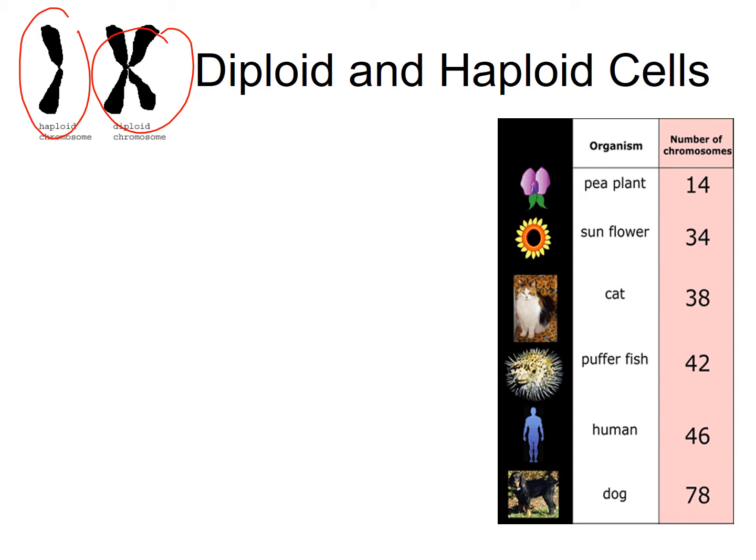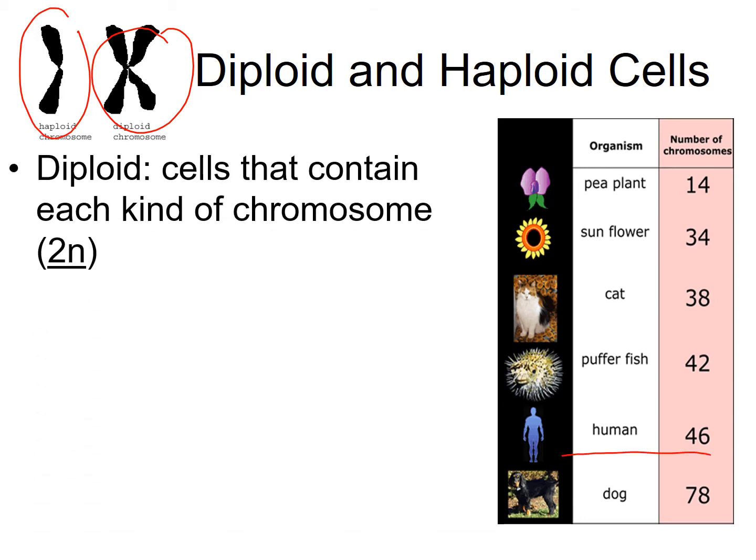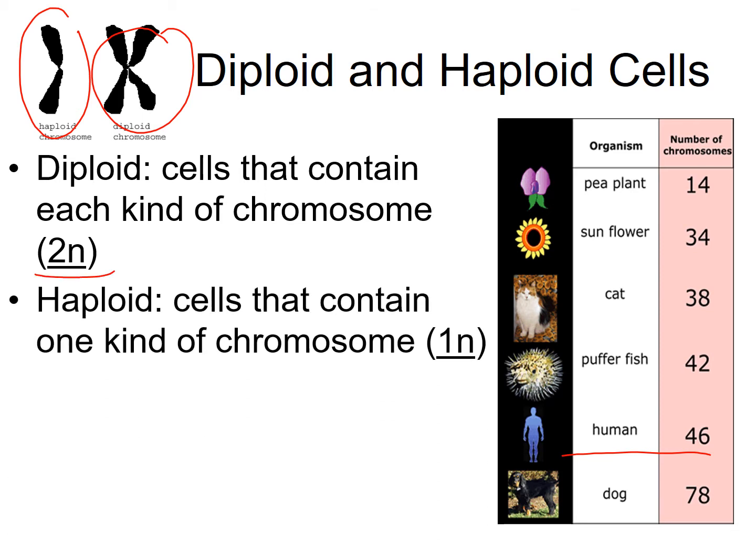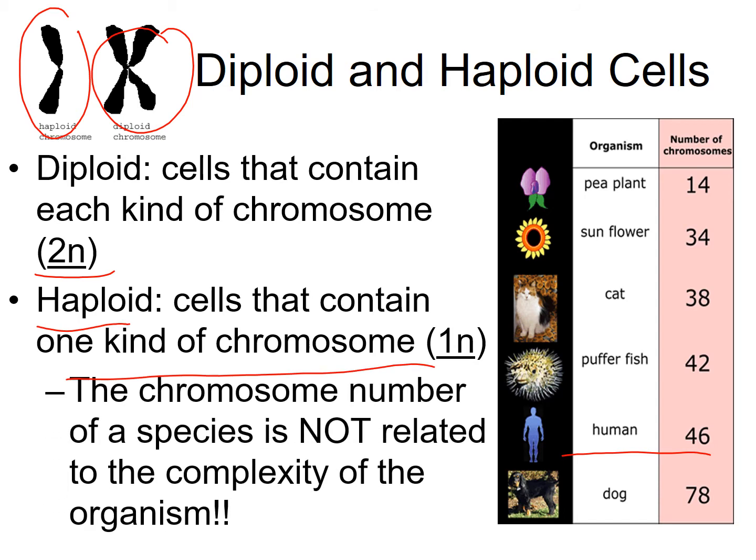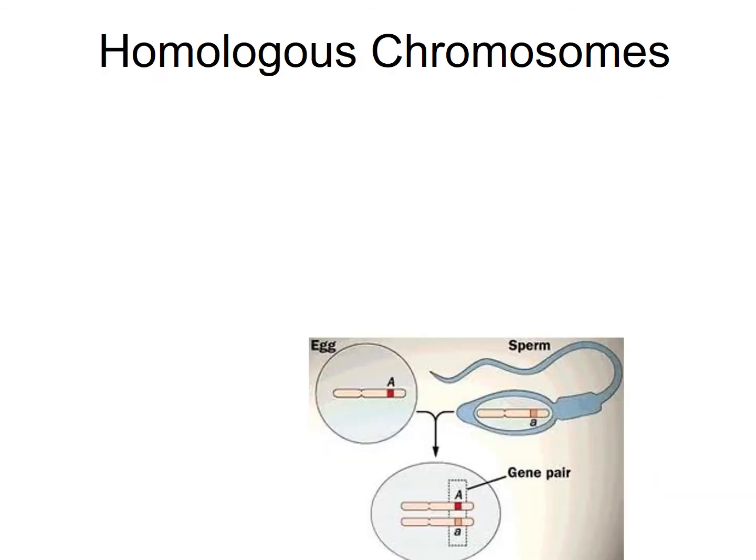Diploid, remember this together. Haploid is separate. Remember, a human has 46 chromosomes. So diploid cells contain each kind of chromosome, which is written as 2n. Haploid is half, so it's one of them. The chromosome number of a species is not related to the complexity of the organism. Just because we have 46 doesn't mean we are the most complex, and a pea plant has 14, so it's not related to complexity.